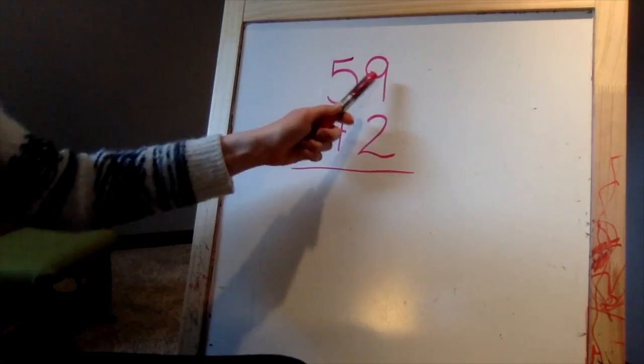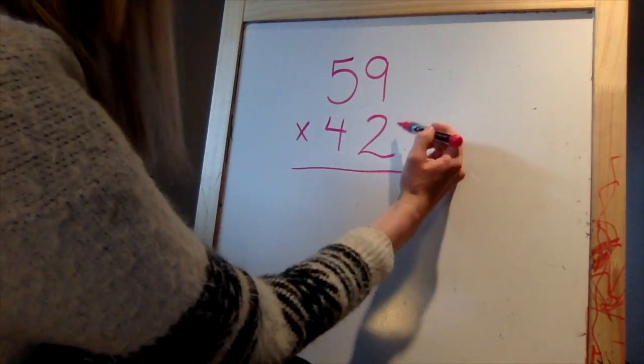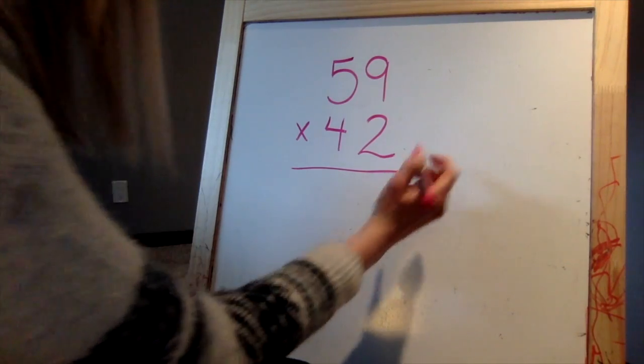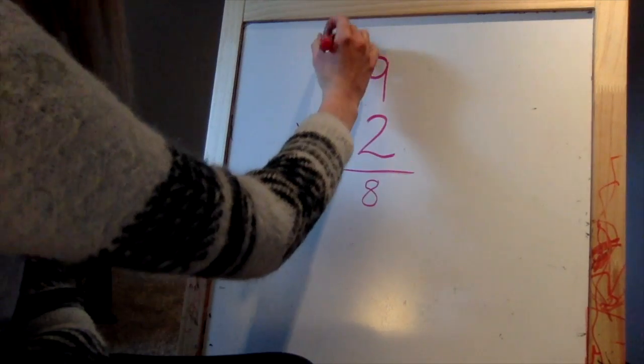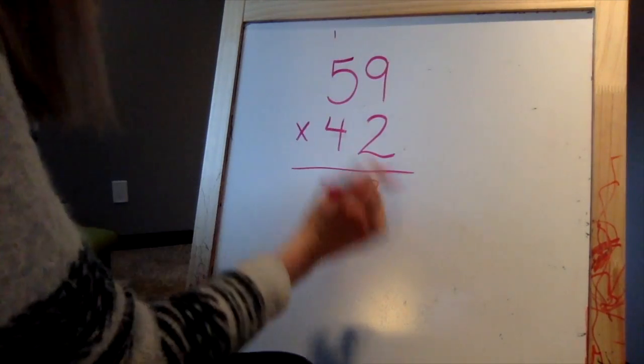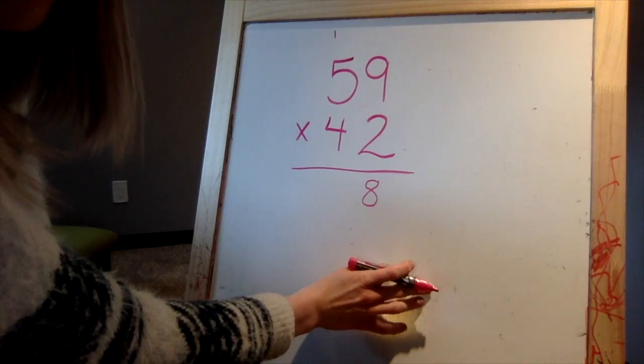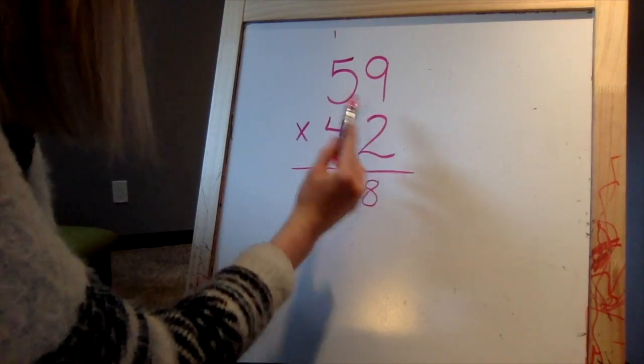So I'm doing 2 times 59 to start. I start with my ones place. 2 times 9 is 18. So I have 8 ones. And then I'm going to put my 1 ten up here so that I remember to add it. Okay. Then I'm going to go 2 times 50.